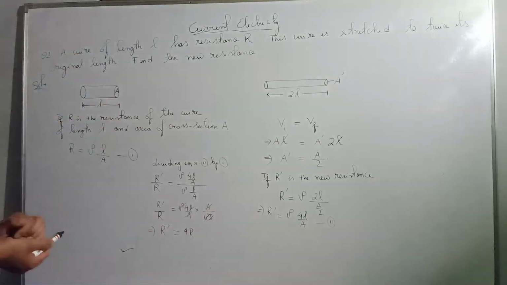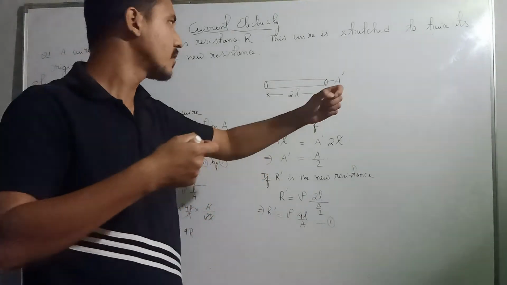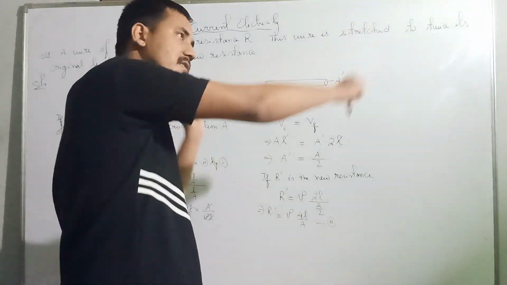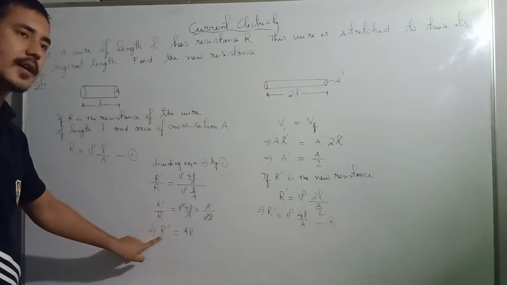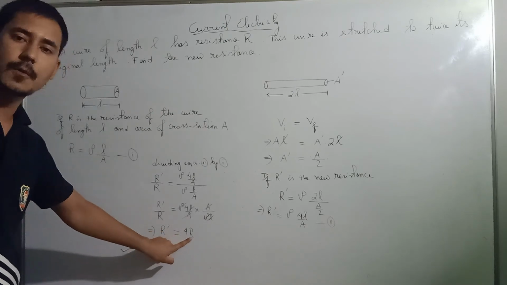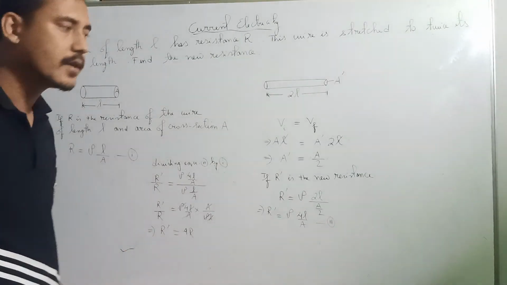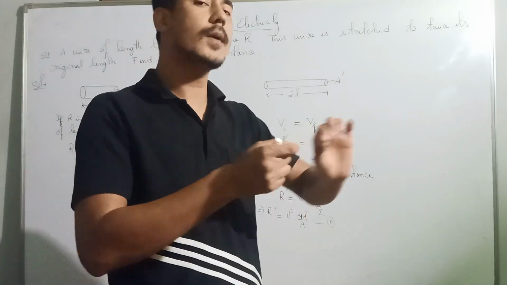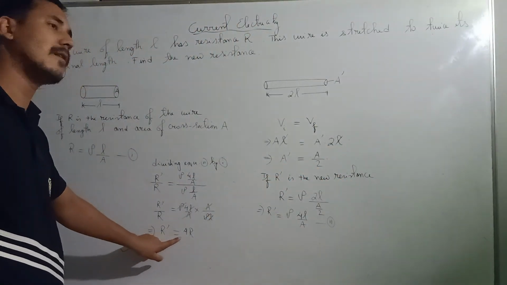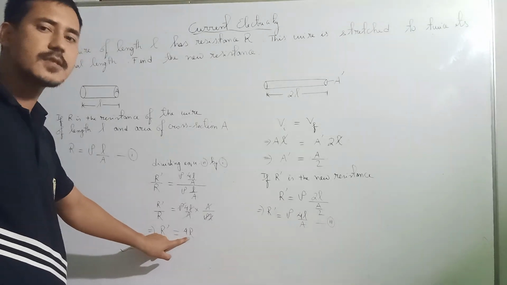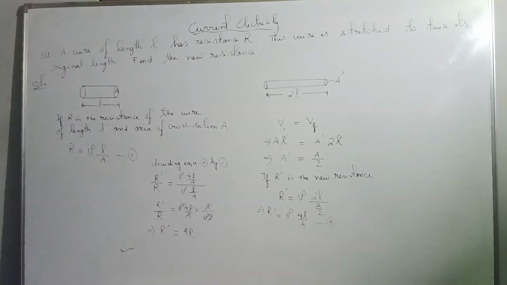So if the wire is stretched to twice of its length, then the new resistance becomes 4 times its original resistance. Okay? If you stretch the wire to twice of its length, then the new resistance becomes equal to 4 times its original resistance. So that is the complete answer for the first question.